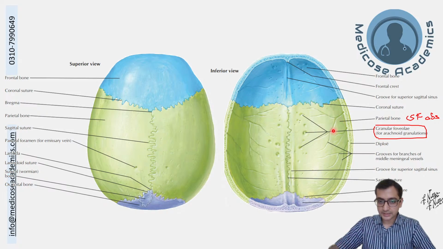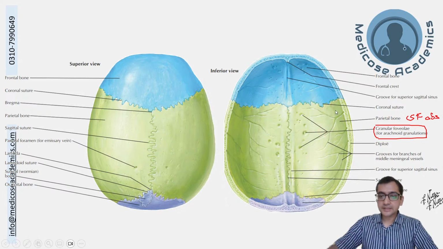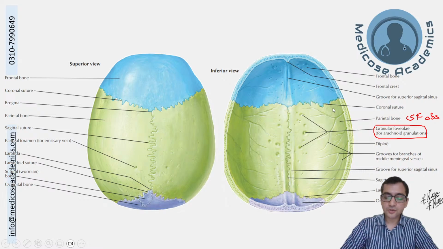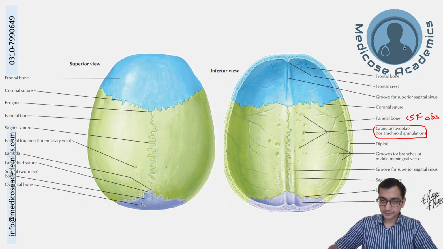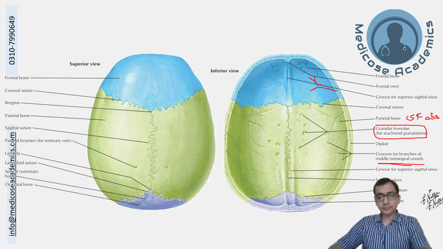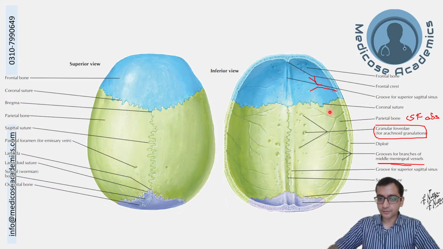One last thing to be seen here is these markings, as you can see. These are basically the markings of the meningeal arteries that supply the meninges. They have created an impression in the bones. Mostly they are from the middle meningeal vessels, which have an anterior division and a posterior division.